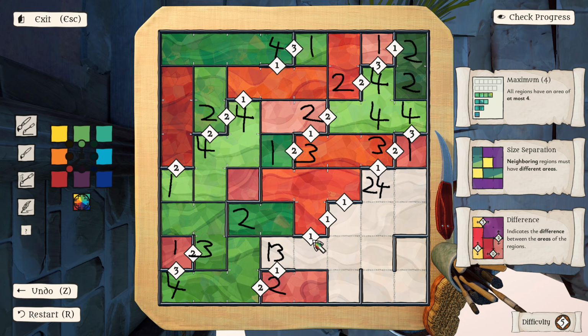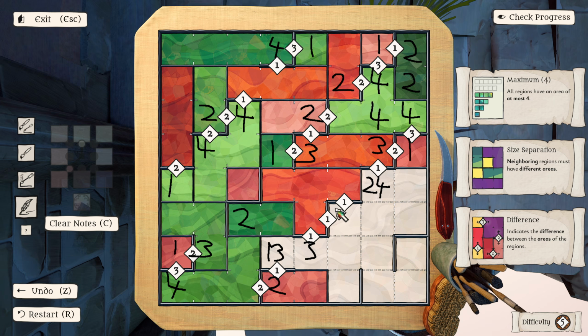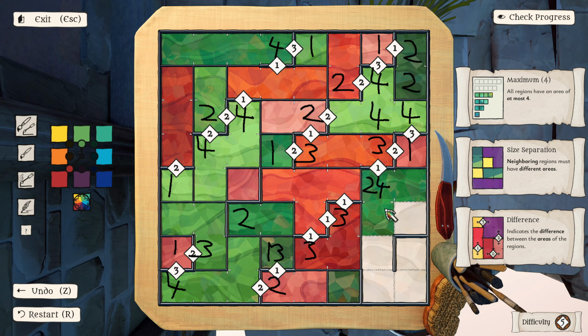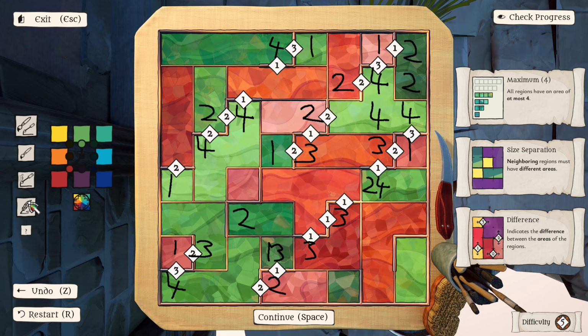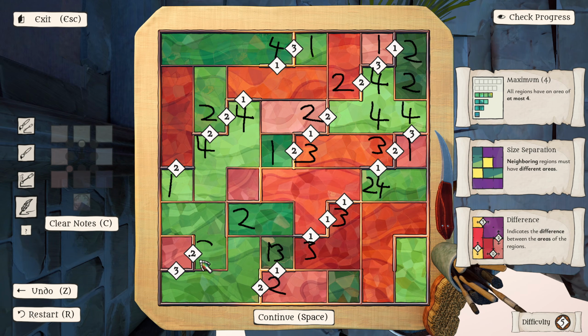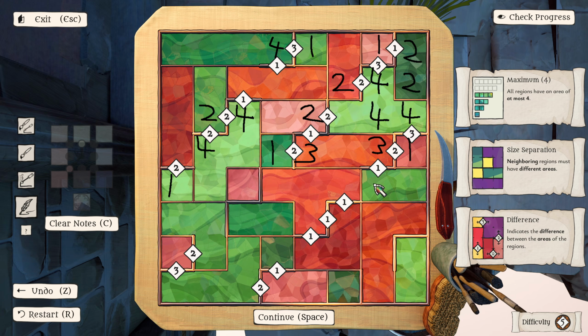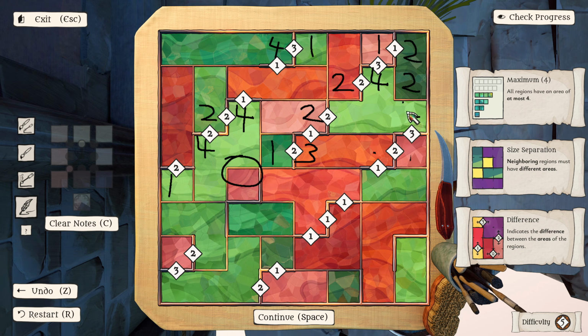This has to be a 3. This is 4 minus 1 is 3. 4 minus 1 is 3. Which means this is probably a 1. That's a 3. That's a 1. That's a 4. No. That's a 2. That's a 4. That's a 2.